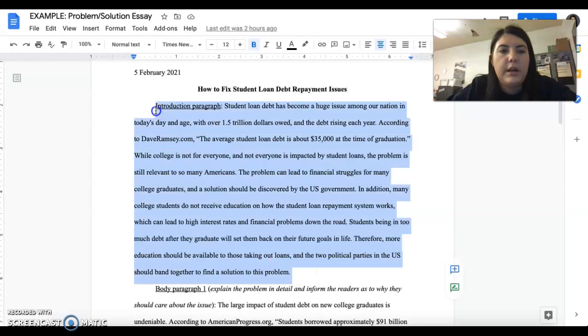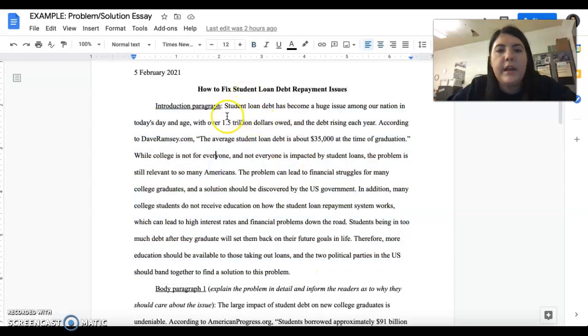First we have our introduction paragraph. In the introduction paragraph I have a hook or attention getter, I have background information on the topic, and I end with my thesis, which states, "Therefore more education should be available to those taking out loans, and the two political parties in the U.S. should band together to find a solution to this problem."